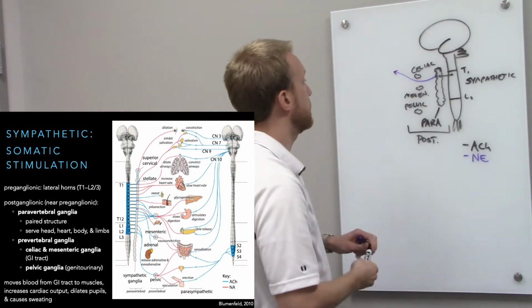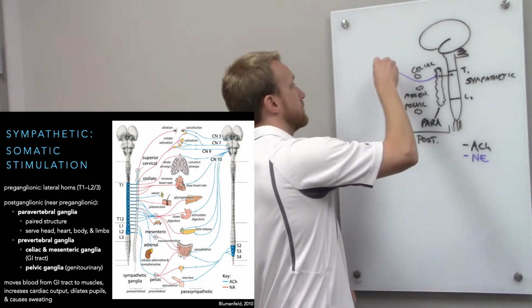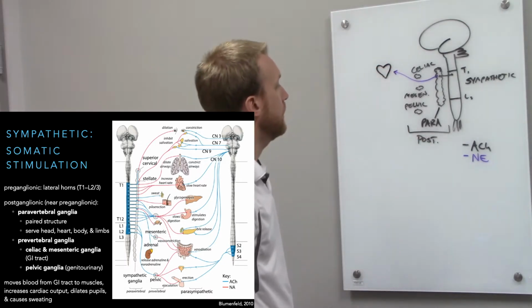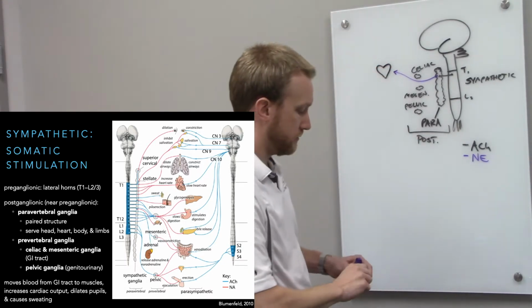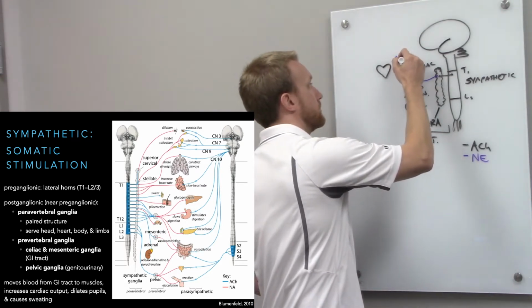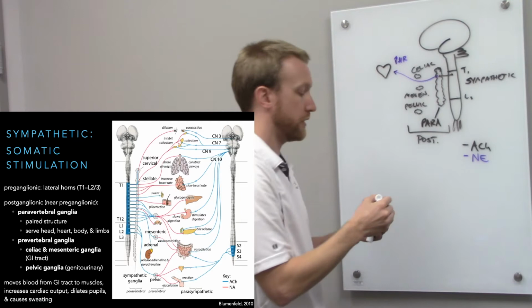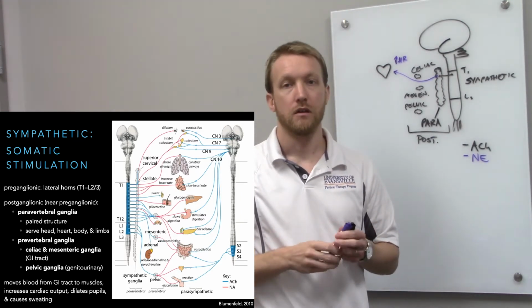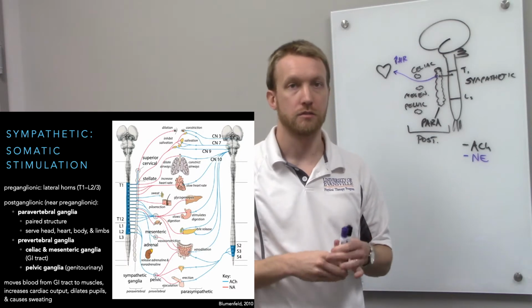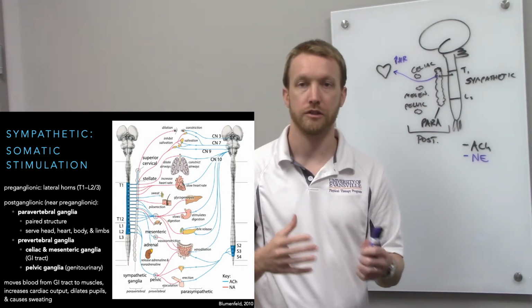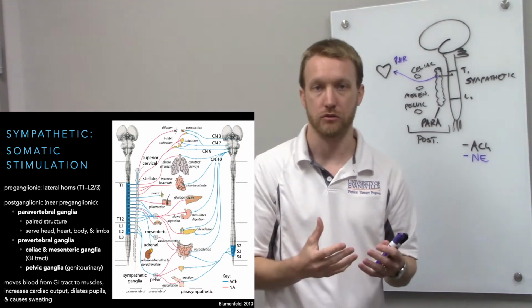The example that I'll put up here is the heart. Of course, drawn anatomically correct there. The postganglionic fibers stimulate the heart. They increase heart rate, increase the contraction of the heart. In general, what the sympathetic nervous system does is prime the body for action. Rather than energy storage, it's all about energy expenditure.